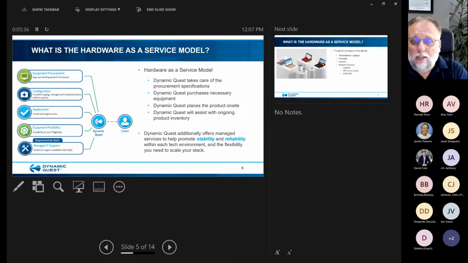So if you need to upgrade a piece of hardware, maybe perhaps the workstations you have don't meet the requirements of your business. Since it's a service, you can implement a new contract and procure the new hardware that you need that meets the requirements of that ERP solution.